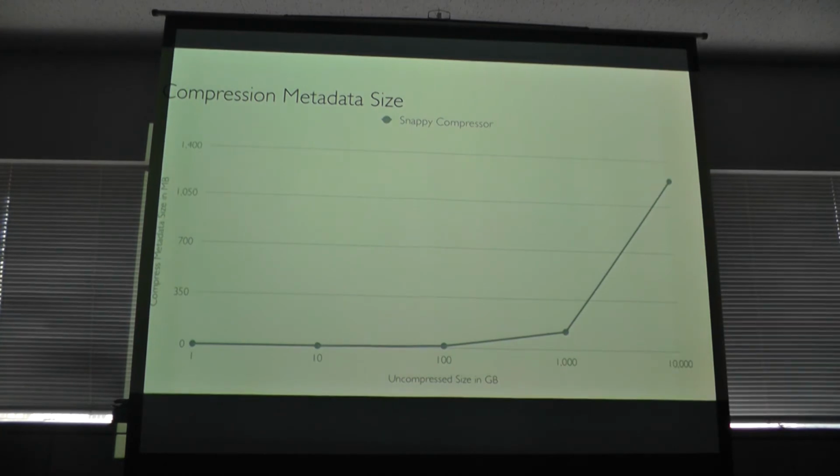This graph here shows the size of the compression metadata when I'm compressing various numbers of gigabytes of data using the snappy compressor. For about a terabyte of data, 1,000 gigabytes, we have about 150 megabytes of compression metadata. And once we grow beyond that, the compression metadata gets significantly larger.